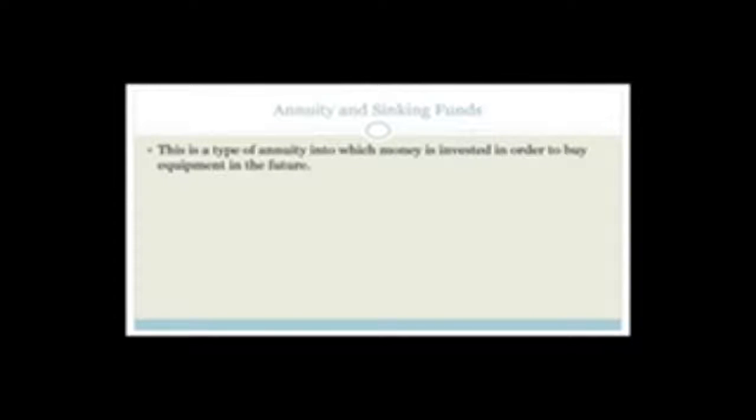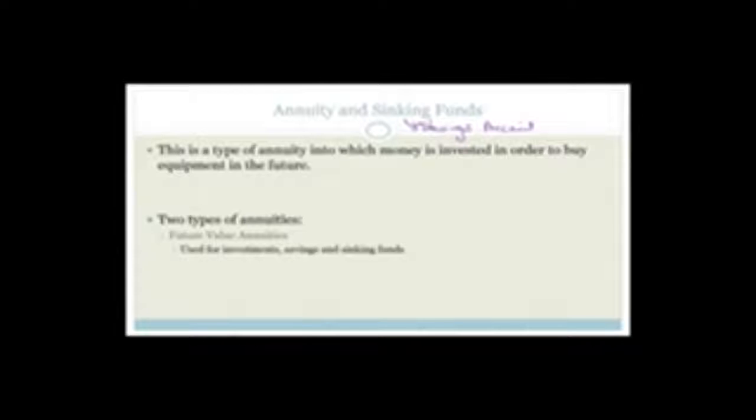Sinking funds. So let's talk about sinking funds and the difference between annuity and sinking funds. Sinking funds are a type of annuity, into which money is invested in order to buy equipment in the future. So you can think of a sinking fund as almost like a savings account. Actually, it is a savings account of a type. There are two types of annuities. The one is a future value annuity, and that's used for investments like savings and sinking funds, etc. And then present value annuities, and those are used for bonds and loans.